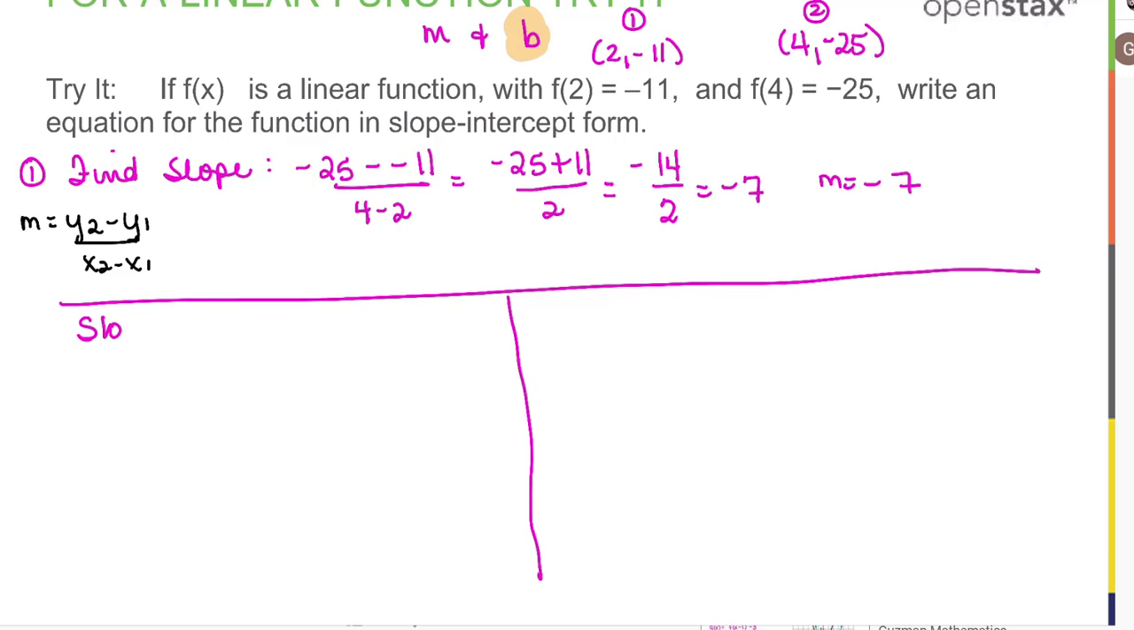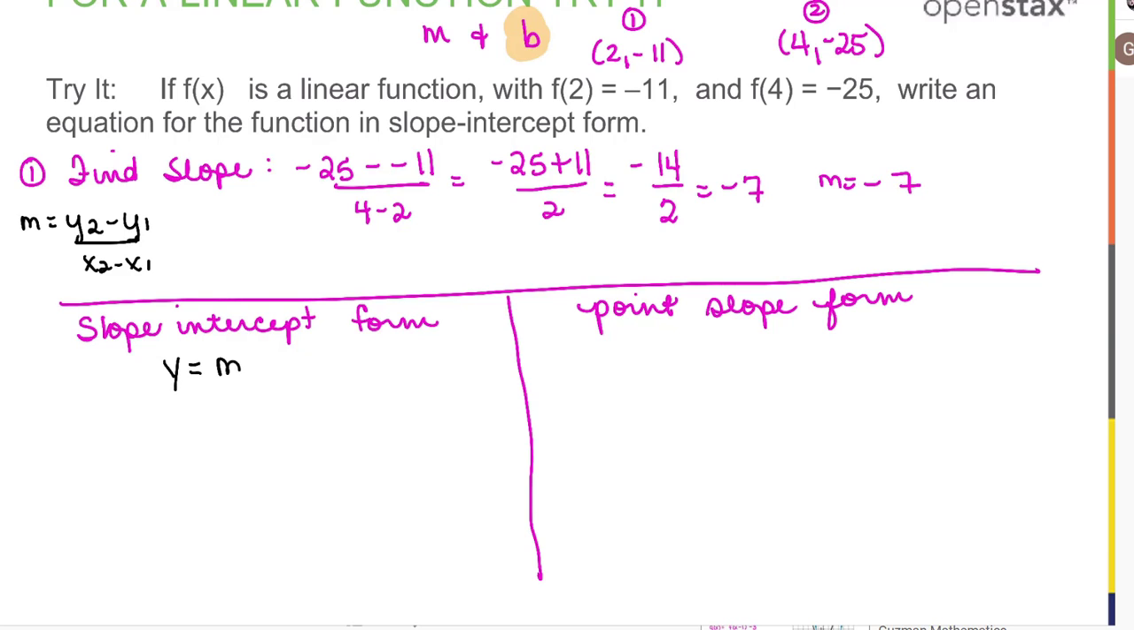So we have the slope intercept form method, and then we have what is called the point slope form method. So slope intercept form, we start off with our slope intercept form. So I'm just going to replace the f of x with y for right now. Just look at it as an equation form.